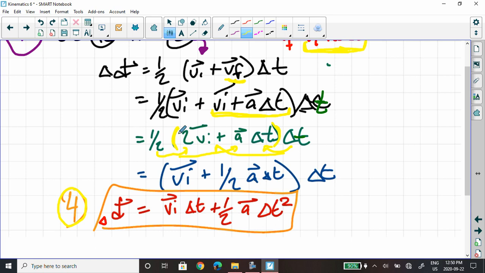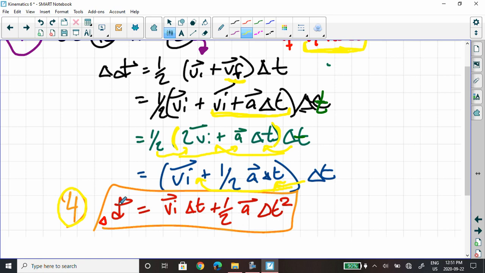Then a half times acceleration multiplied by time gives me a half acceleration multiplied by time. I just brought the half in. Now I'm going to bring the time in. So I'm going to multiply each of these terms. Right? I'm going to multiply this term by time, and I'm going to multiply that term by time. So I bring that in, and I get the fourth equation.